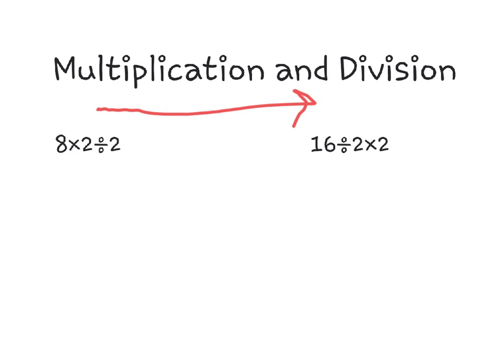You'd start from the left, so 8 times 2 equals 16. And then divided by 2 is going to equal 8. And then 16 divided by 2 times 2, we're still going to work from left to right. So 16 divided by 2 is going to be 8 times 2. It's going to give us our answer of 16.